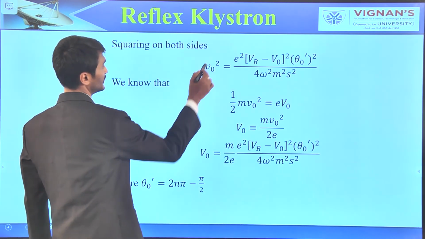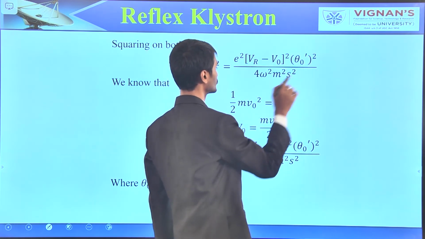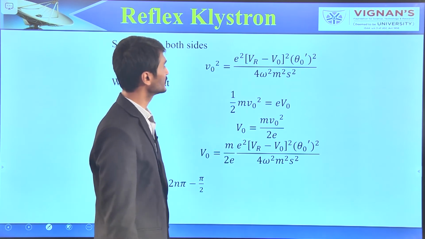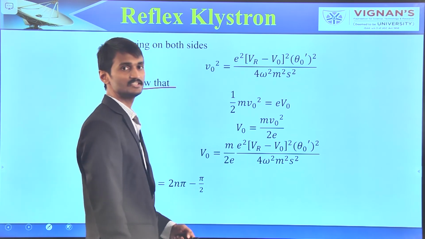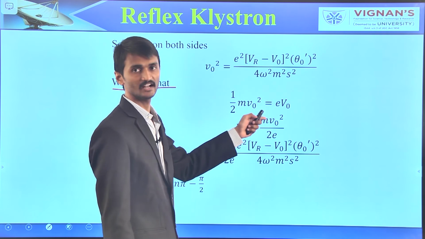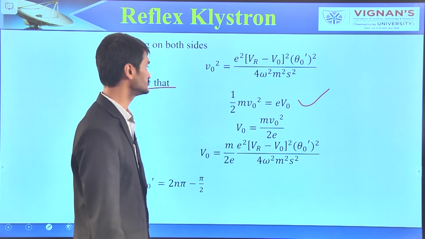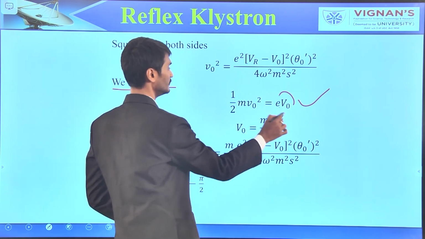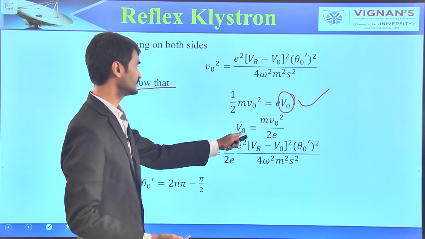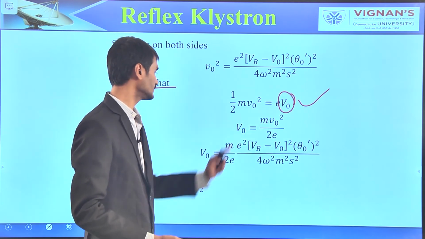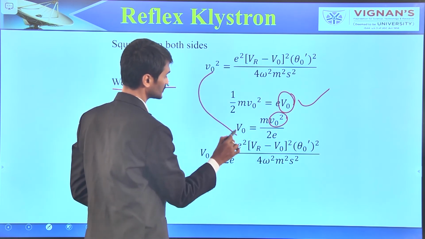Then V naught square is equal to e square into (VR minus V naught) square into theta naught prime whole square by 4 omega square m square s square. Already we know that kinetic energy equals static energy, that is half m v naught square is equal to e V naught. So from this, V naught is equal to m v naught square by 2e, and in place of V naught square I am substituting this value here.